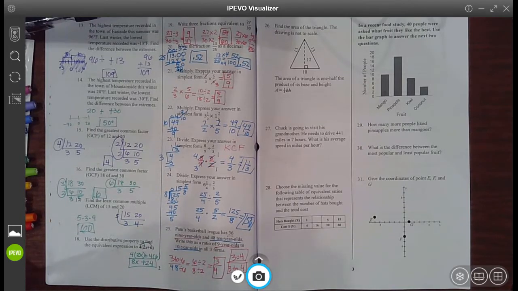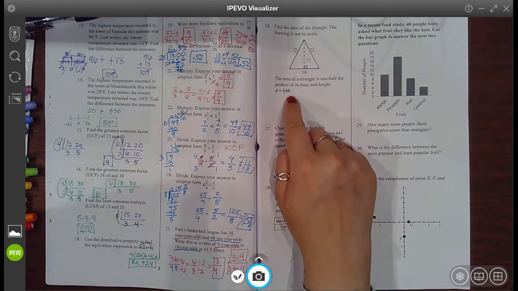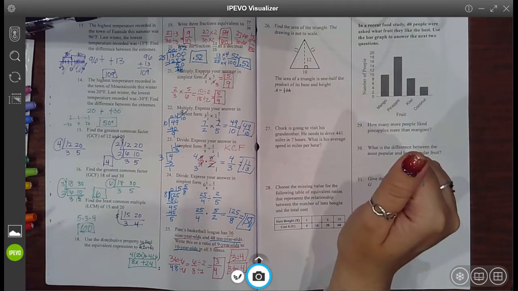Okay. For my next one, it says find the area of the triangle. The drawing is not to scale. So if something looks bigger than the other one, just ignore it. Just pay attention to the numbers that they give you. The area of a triangle is 1/2 the product of its base and height. So in other words, 1/2 base times height is the formula for the area. So let's go ahead and solve for the area.